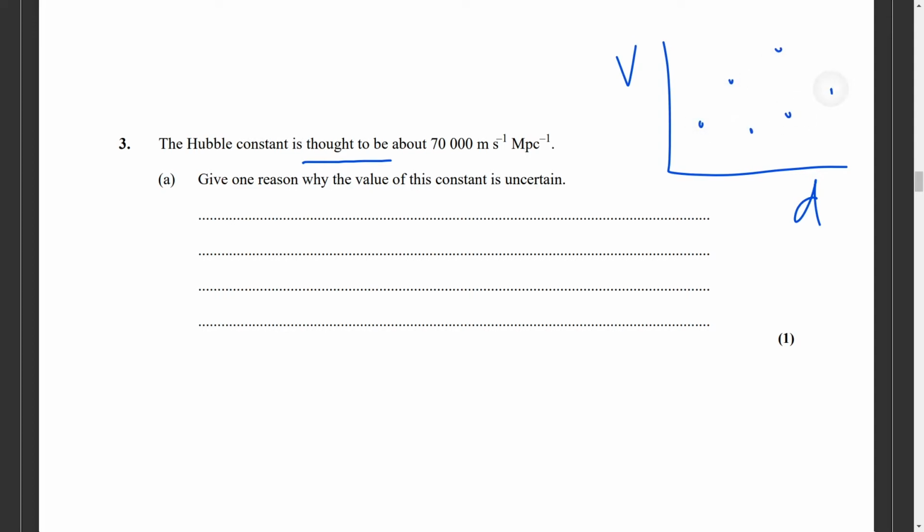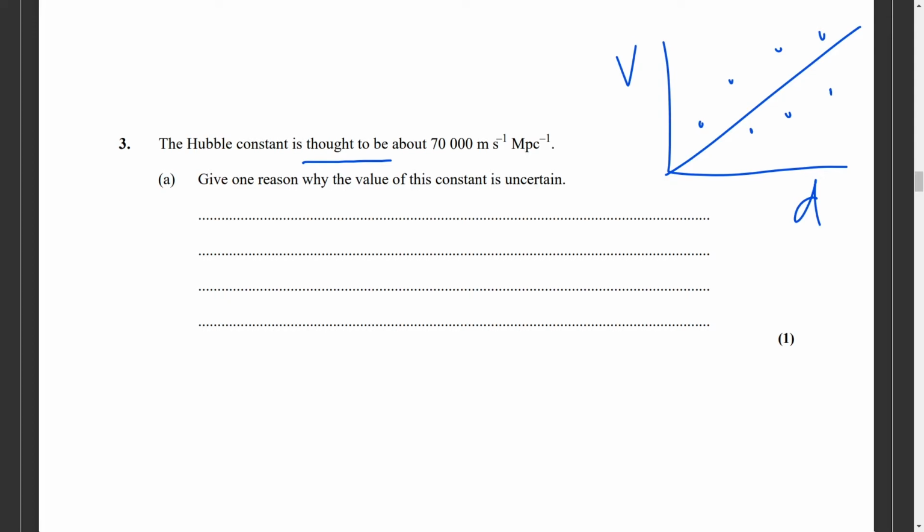Now, if we get a scatter graph, then we can only draw a line that looks that way, and from that line, we can get the Hubble constant. So it is an averaged constant. So it's thought to be about that value there. Now, give one reason why the value of this constant is uncertain.